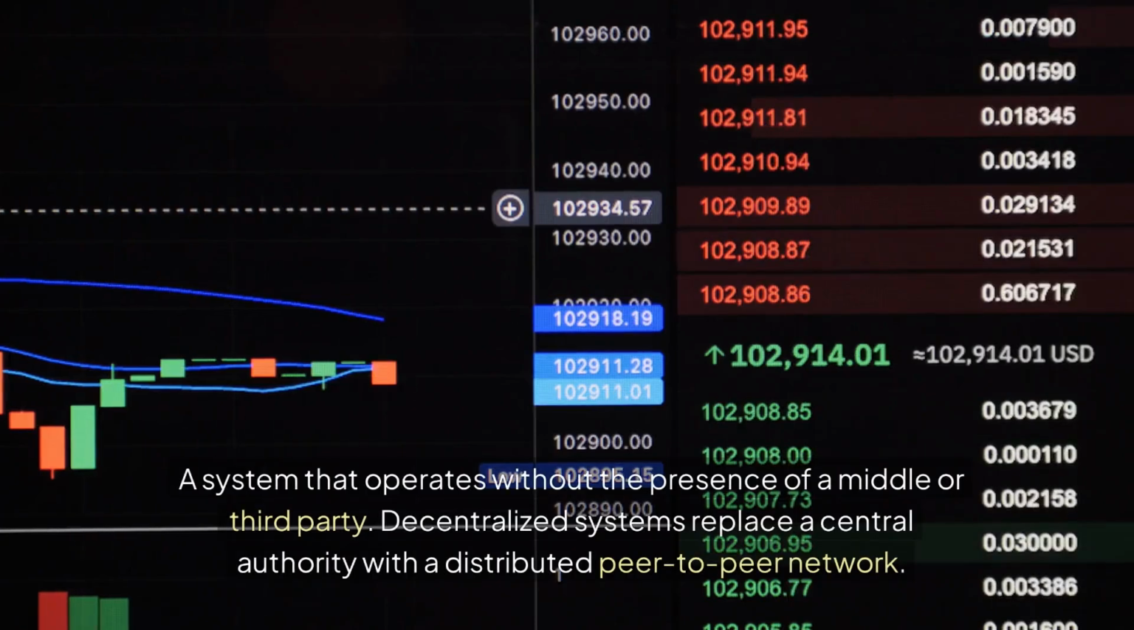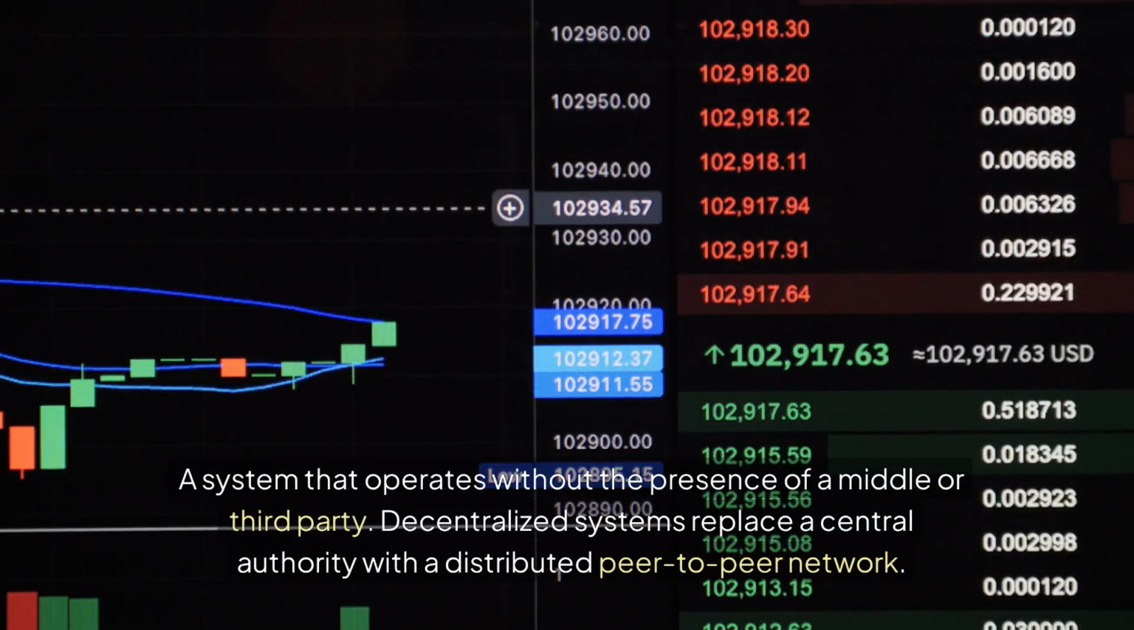Decentralized system, a system that operates without the presence of a middle or third party.